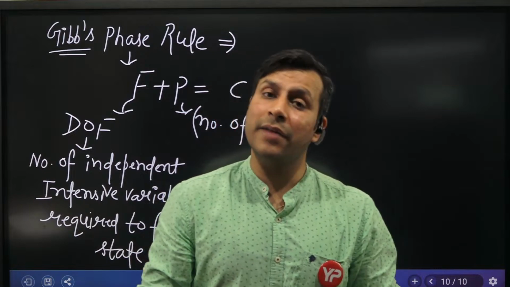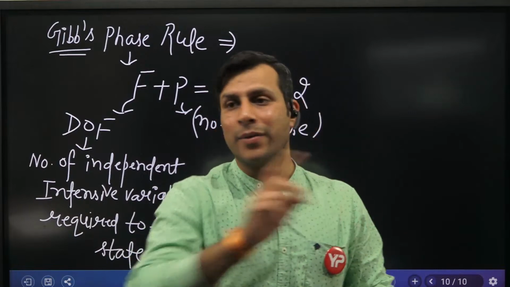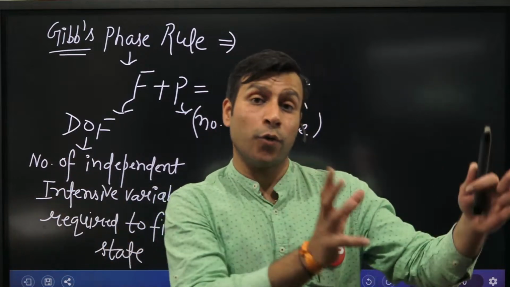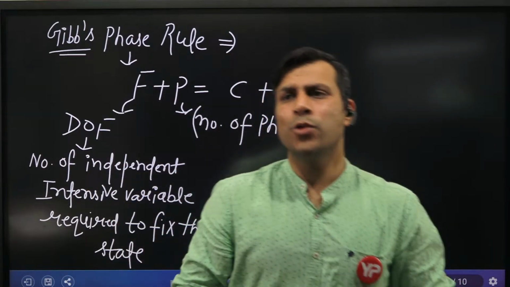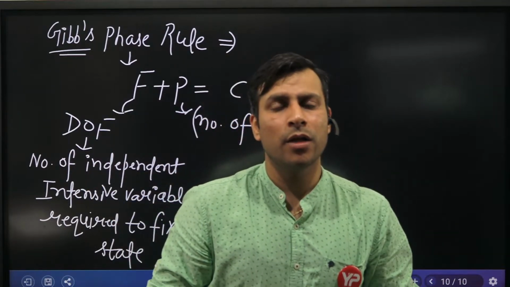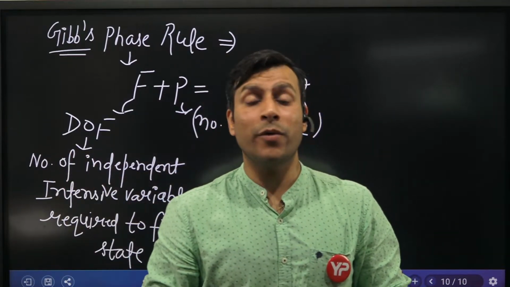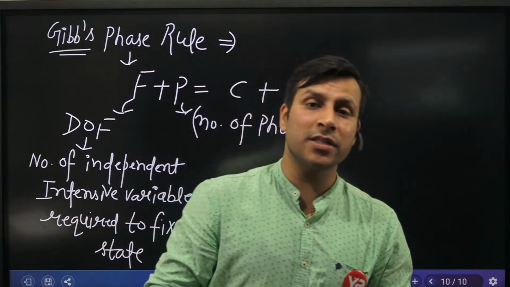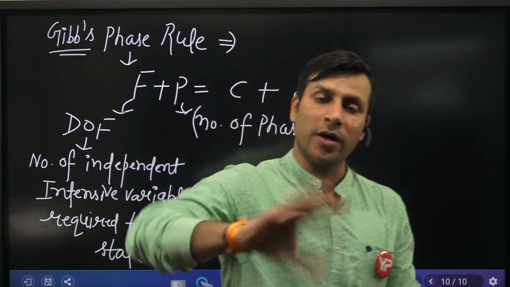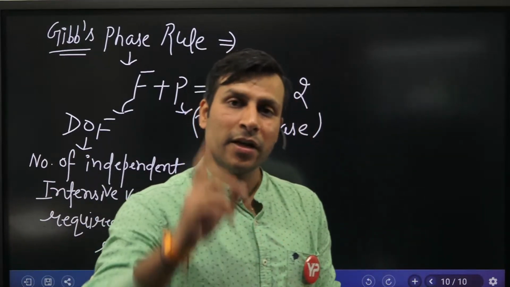Again, water and oil, they are having one phase, because oil is also a liquid, water is also a liquid. So if he gives you a case of a mixture of water and oil, how many phases will you take there? You need to take number of phases as one, because oil and water both are having one phase.